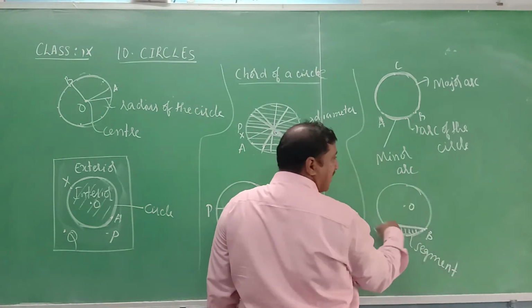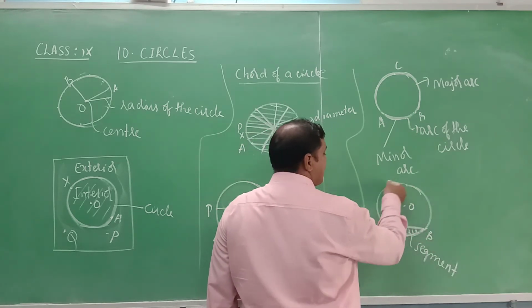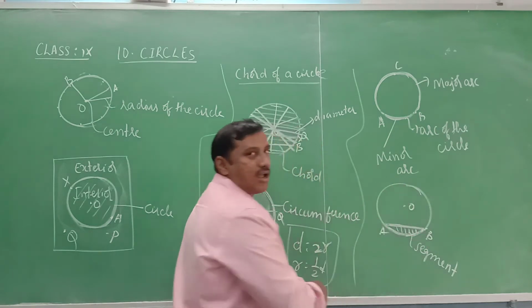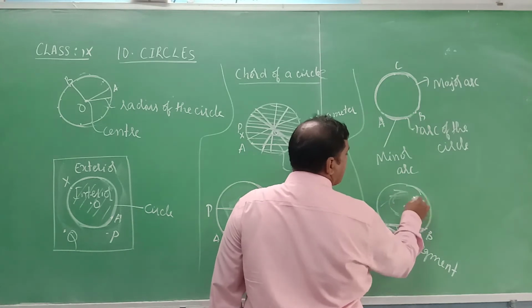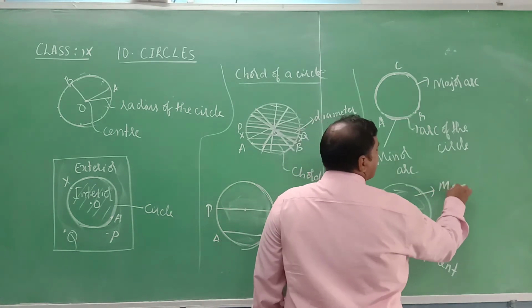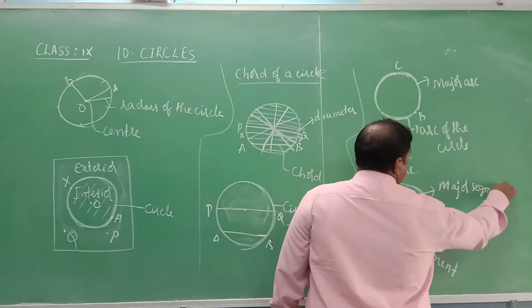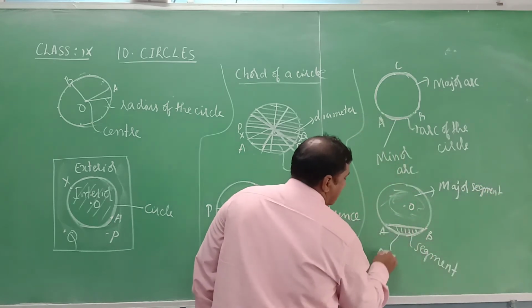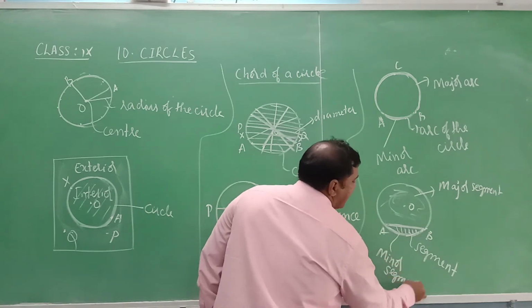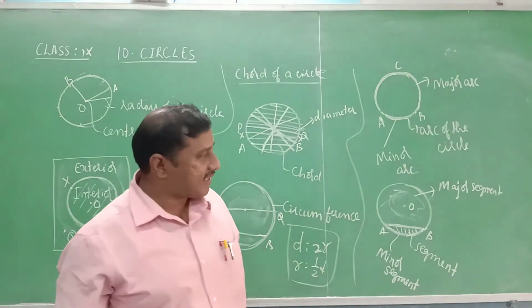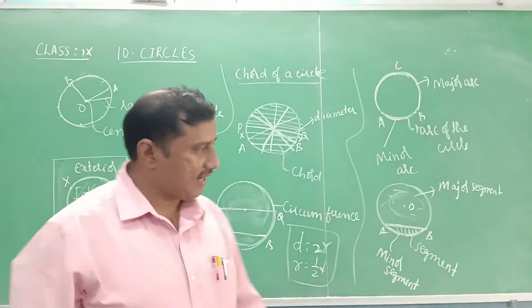What about this remaining space? It is also a segment because chord BA and this is one more arc. It is bounded by another arc. So this space is also a segment. This is known as major segment, and this is known as minor segment. As its area is less, it is called minor segment. As its area is more, that is called major segment.